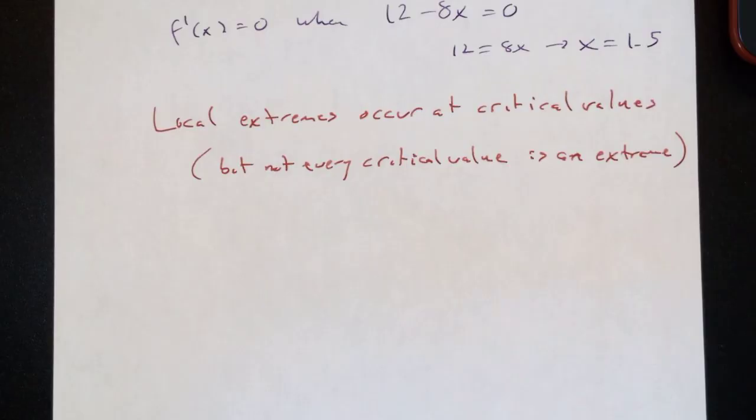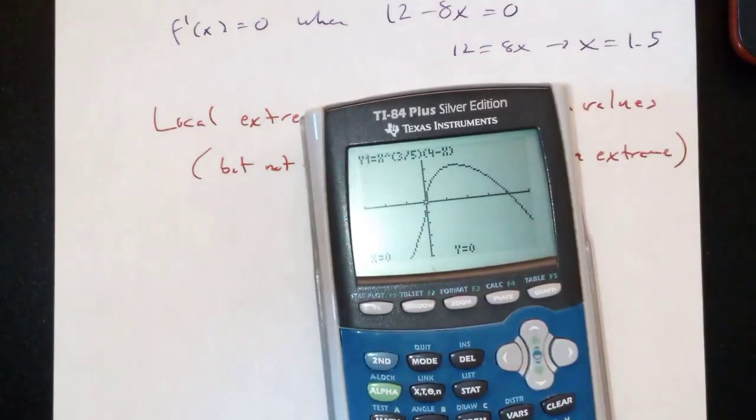Local extremes occur at critical values, but not every critical value is an extreme. We just saw that with 0. Okay, an extreme value is either a highest or lowest point. A critical value is a place where my derivative is 0 or fails to exist.